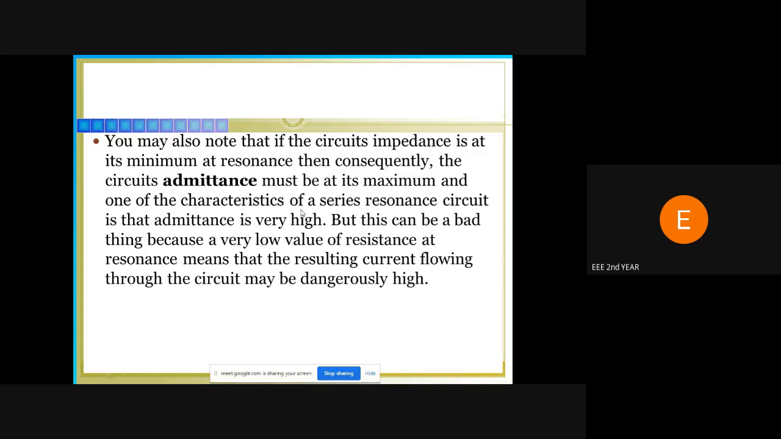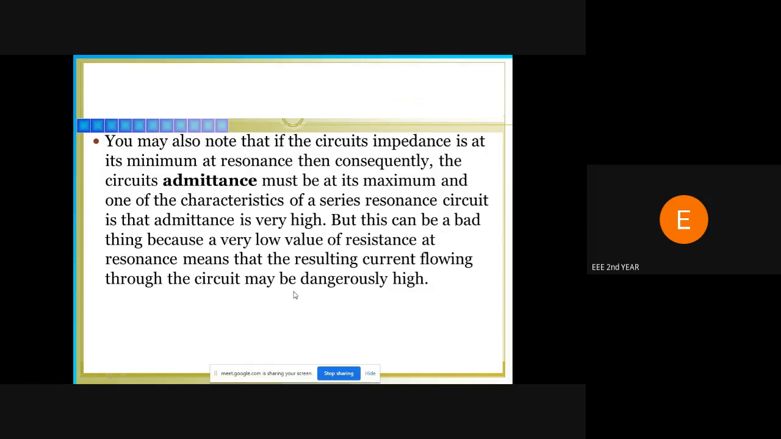And one of the characteristics of the series resonance circuit is that admittance is very high. And this can be a very bad thing, because a very low value of resistance is present at resonance condition. That results in the current flowing through the circuit being very high, which is very dangerous in the particular circuit.